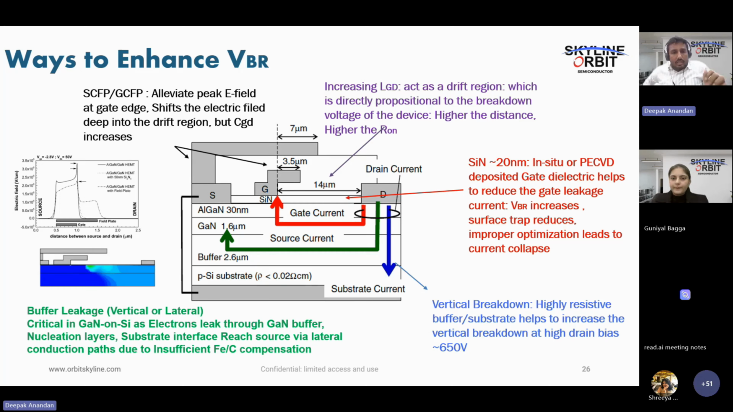So from here, I can conclude that we have gone through what are the techniques we use for threshold voltage modification as well as breakdown voltage improvement, in terms of epitaxial technique as well as device design.